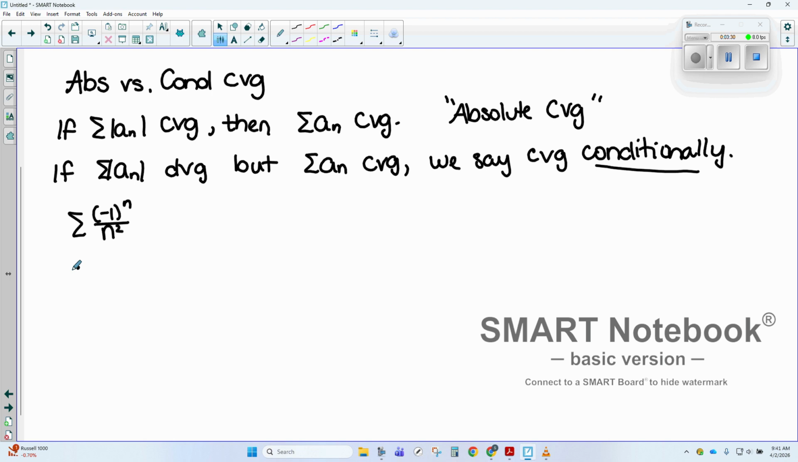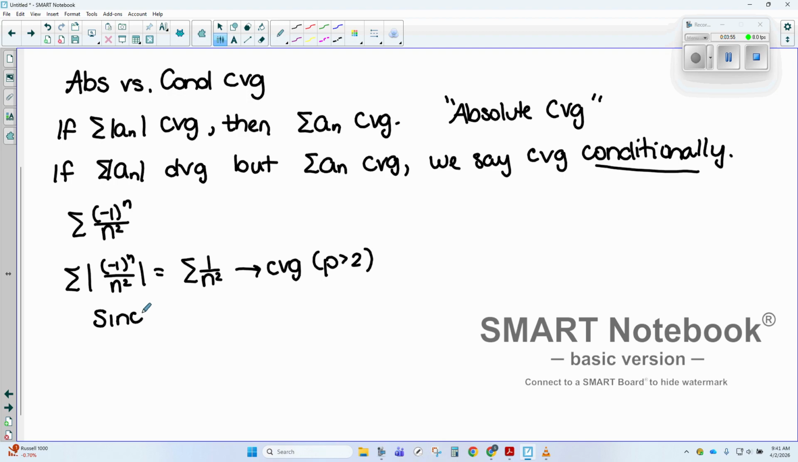So an example of this is if I'm looking at the series (-1)^n over n squared. If I take the absolute value of those terms of this alternating series, then I'm looking at the series 1 over n squared. I know that 1 over n squared converges because it's a p series. Anytime the p is bigger than 1, that series is going to converge.